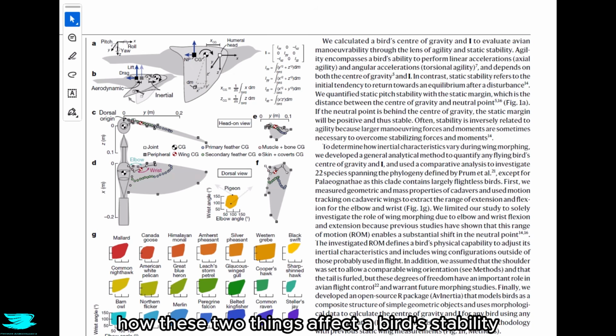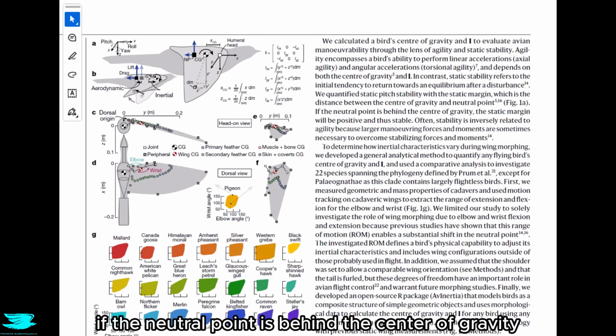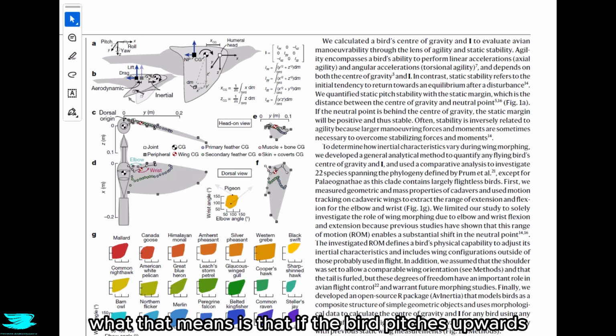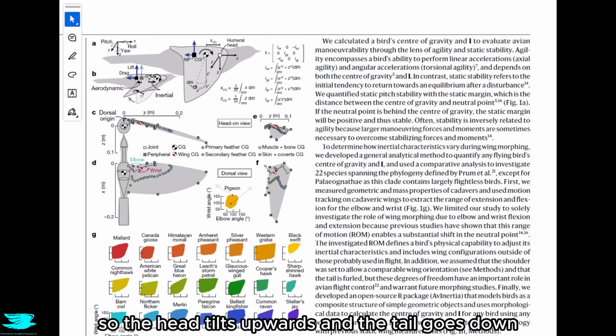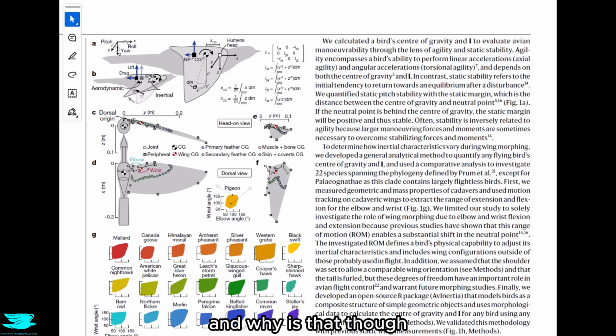Now the authors do a pretty good job going through and explaining how these 2 things affect a bird's stability and what they are. So they say here that if the neutral point is behind the center of gravity, then the bird will be statically stable. What that means is that if the bird pitches upwards, so the head tilts upwards and the tail goes down, it will naturally want to tilt back down again so it's neutral, so back where it was.